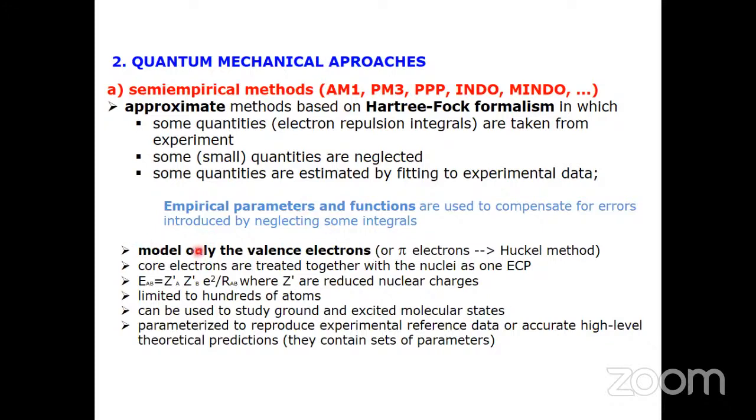They model, remember, only valence electrons or pi electrons, as in Huckel's method. The core electrons in these semi-empirical methods are treated together with nuclei as one effective core potential. And this is the energy which is equal to this expression, where Z prime are reduced nuclear charges. This technique can be executed for molecular systems comprising hundreds of atoms, and can be used to investigate the nature of ground as well as excited molecular states. So they are parameterized to reproduce experimental reference data.